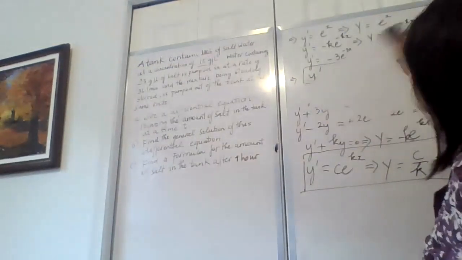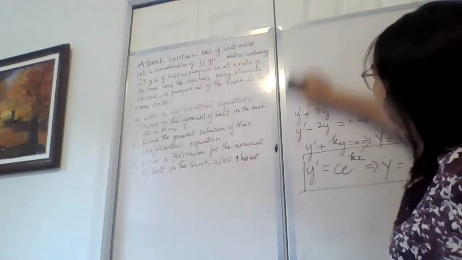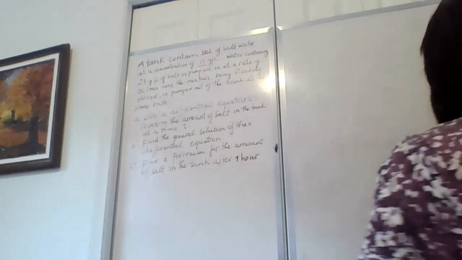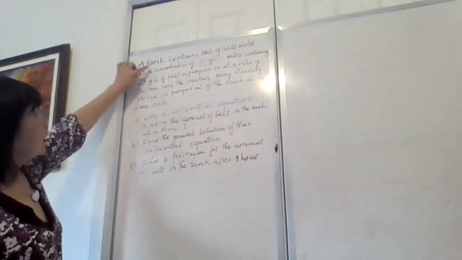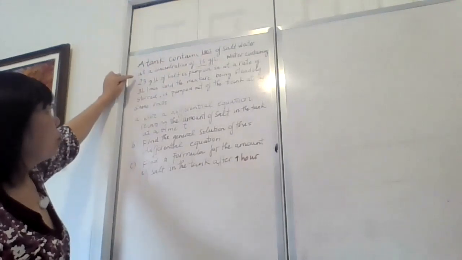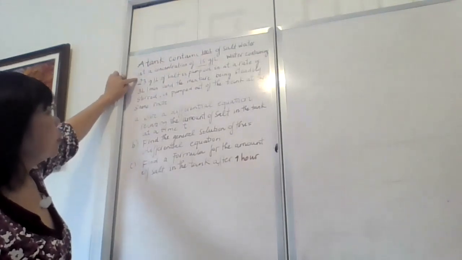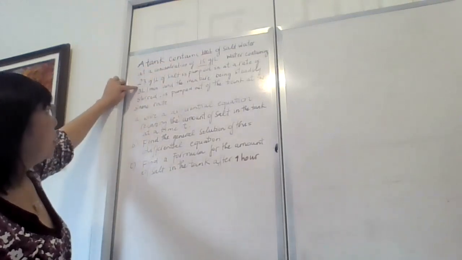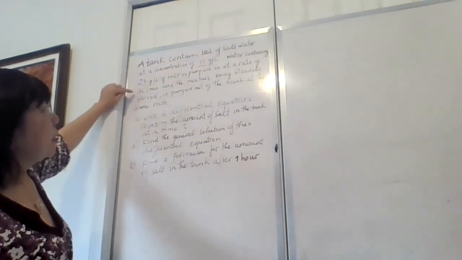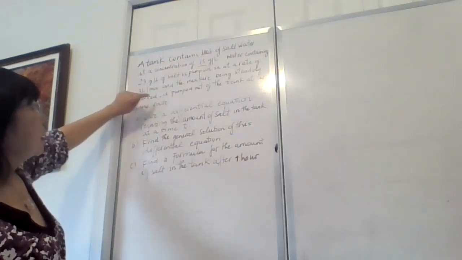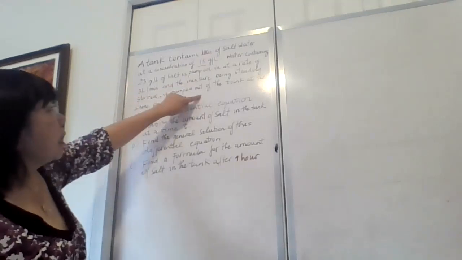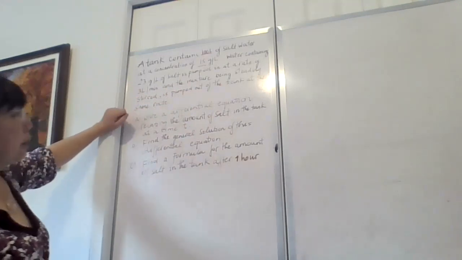Okay, so how are we going to do this question? Let me read the question to you. A tank contains 100 liters of salt water at a concentration of 15 grams per liter. Water containing 23 grams per liter of salt is pumped in at a rate of 3 liters per minute, and the mixture, being steadily stirred, is pumped out of the tank at the same rate.